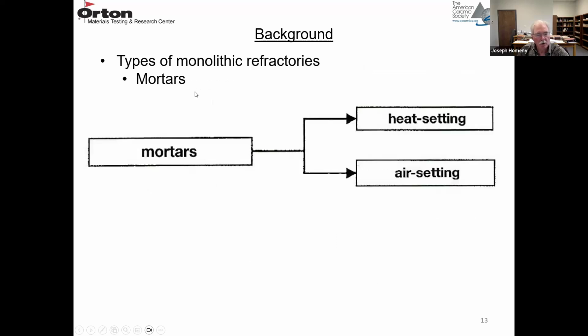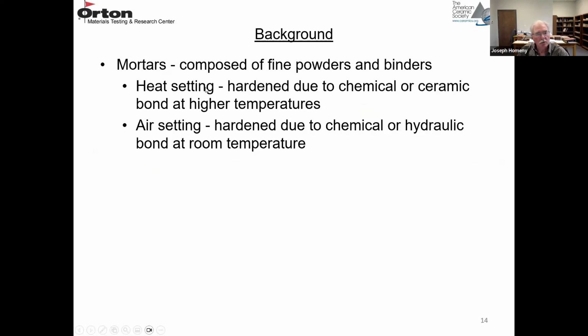And then we also have mortars. Mortars are just fine powders. They can be heat setting or air setting. So a mortar is just a very fine powder plus a binder of some type. It can be heat setting, so it hardens due to some type of chemical reaction or this ceramic bond that forms at the higher temperatures. It can also be air setting. That's usually due to some type of chemical reaction or hydraulic cement formation, and that forms at room temperature.